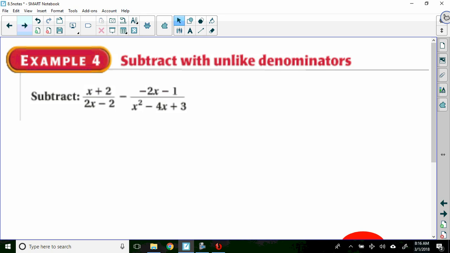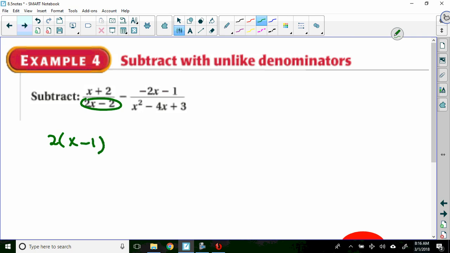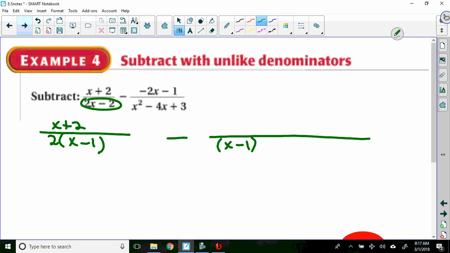So here's another one. This time we're subtracting, so it's a little different when you subtract, and we'll get to that in a minute. So this denominator is 2 times x minus 1. My numerator, of course, is this x plus 2. I'm subtracting. This other denominator factors into x minus 1 times x minus 3. And of course, this numerator is negative 2x minus 1.